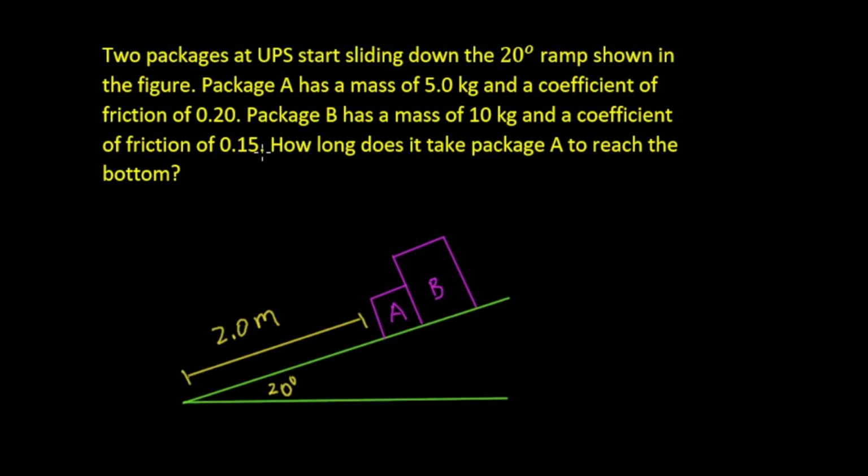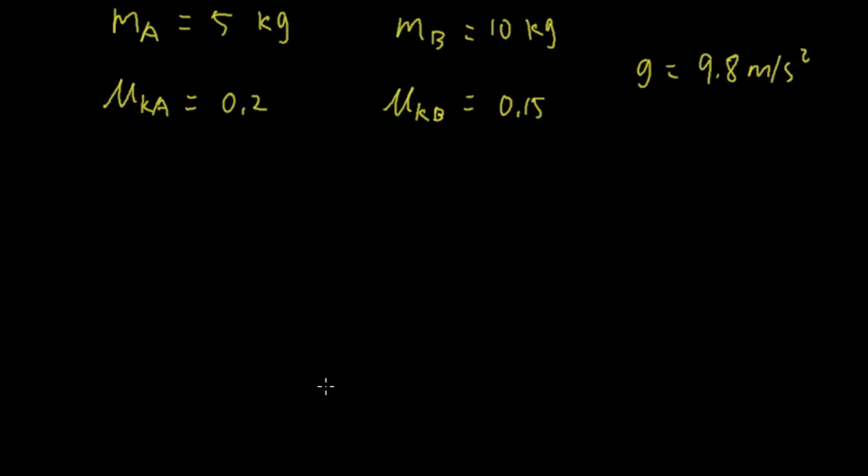Notice that package B has a smaller coefficient of friction than package A. That means package B is accelerating down the ramp faster than package A, and that means package B is applying a force on package A. But at the same time, package A is also applying a force back onto package B, because that is action-reaction. Okay, now let's draw a diagram on both packages and see what the forces are acting on them.